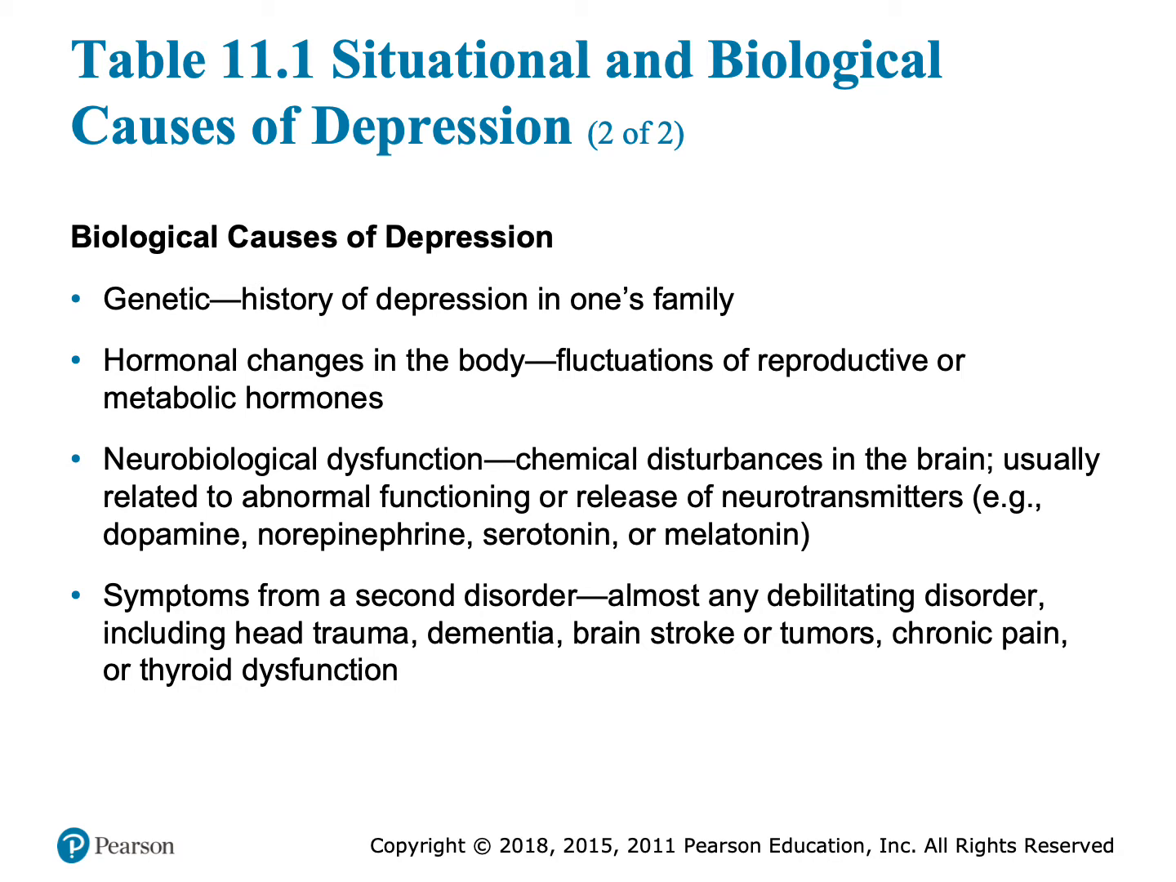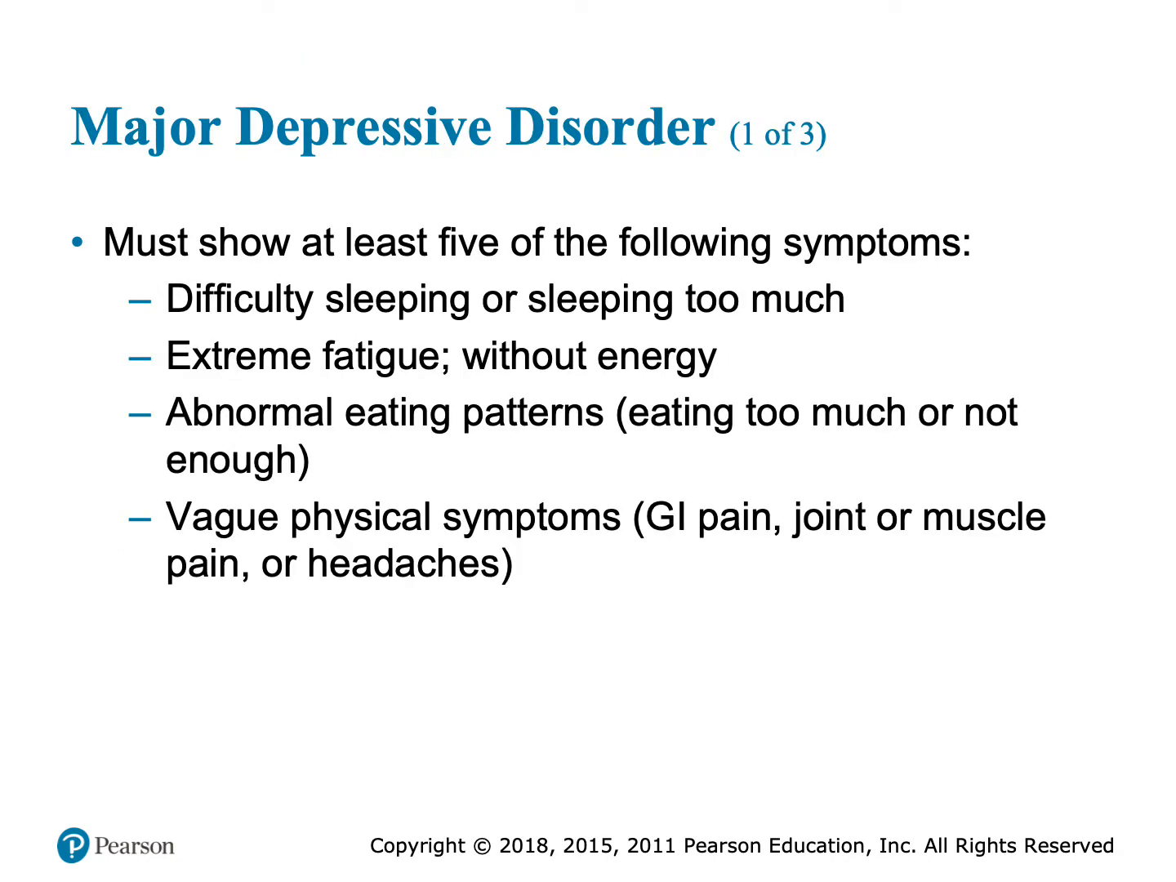So again, there are situational causes of depression and biological causes of depression. Lots of different reasons that people become depressed. In order for it to be determined a major depressive disorder, the person must show at least 5 of the following symptoms, and this is over the course of the next 3 slides.